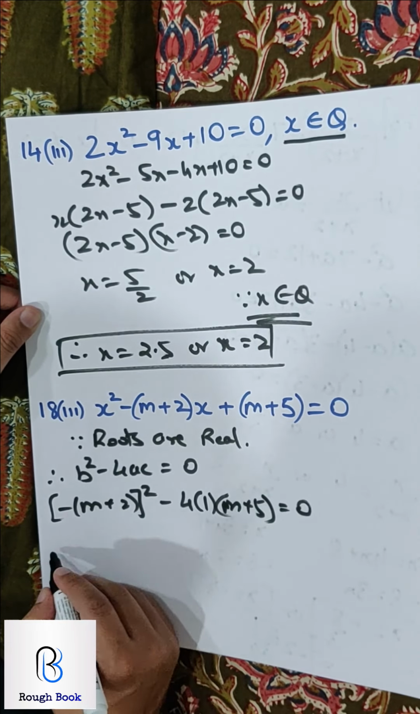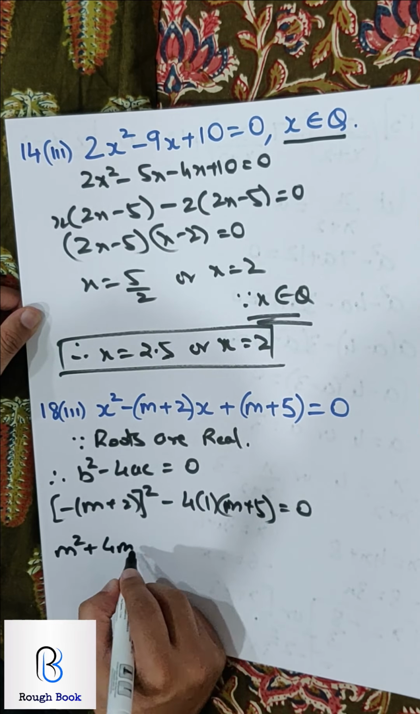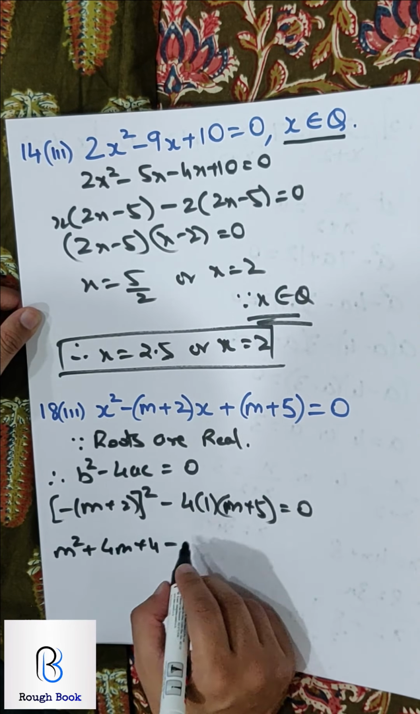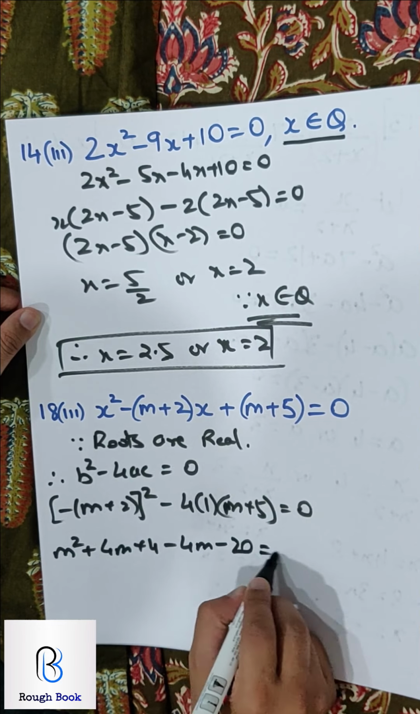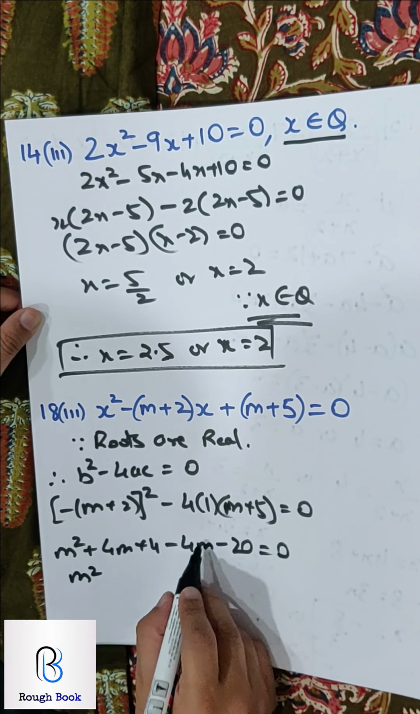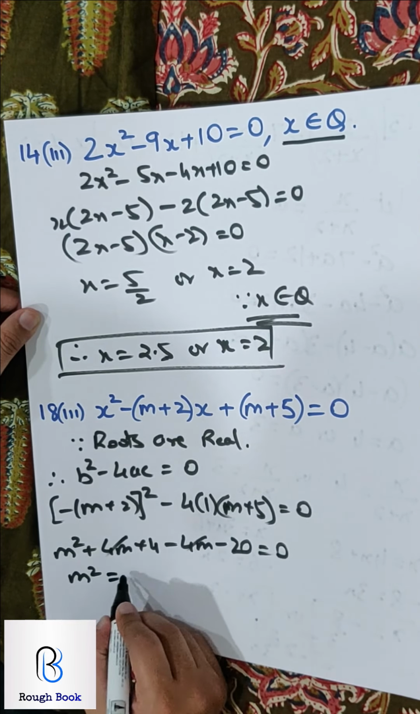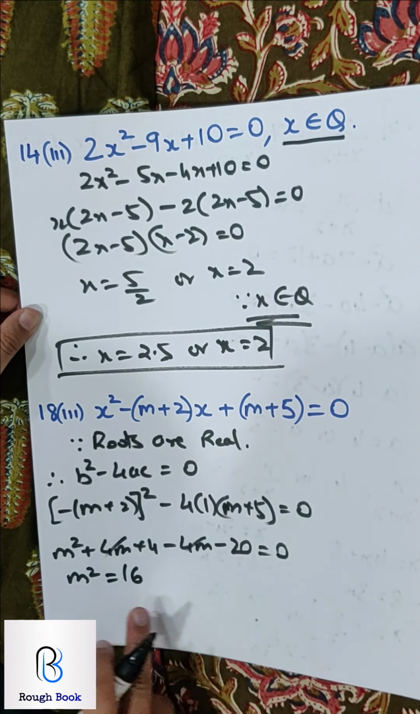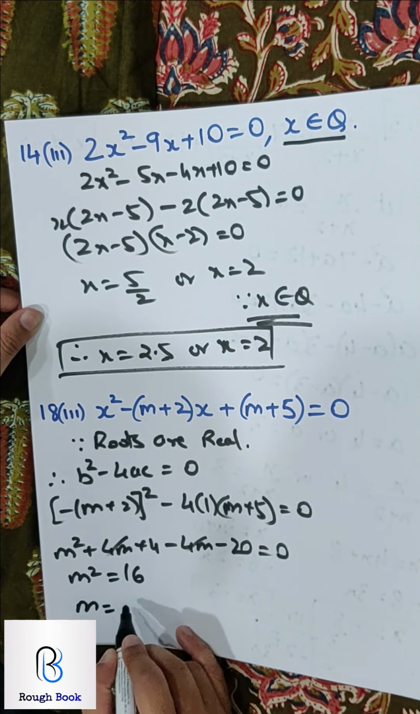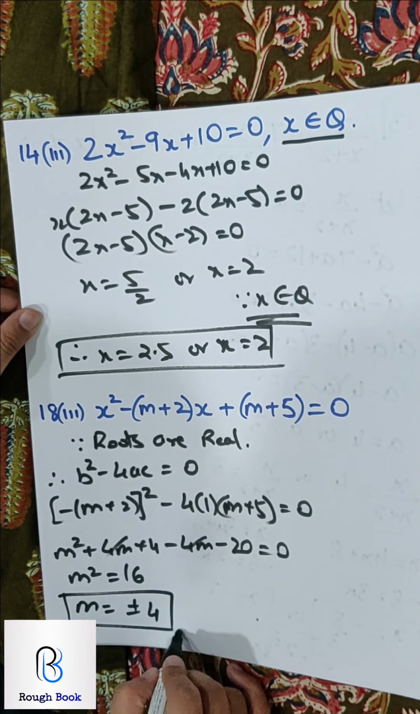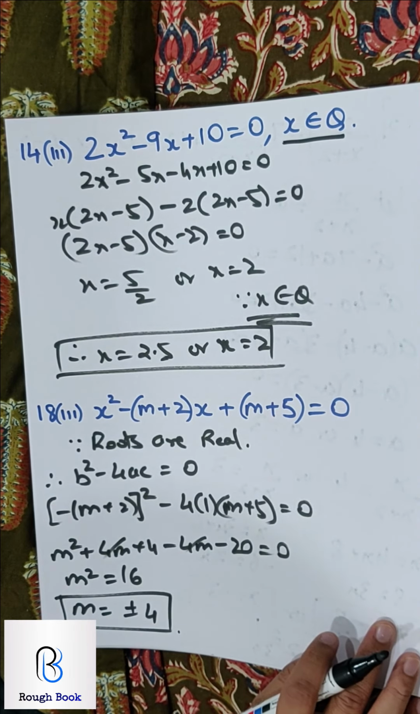So I will get over here m square 4m plus 4 minus 4m minus 20. So I get m square plus 4 minus 4 equals 16. This is negative 16, I pushed on the other side. So finally my m becomes plus or minus 4. Simple. How many got this correct?